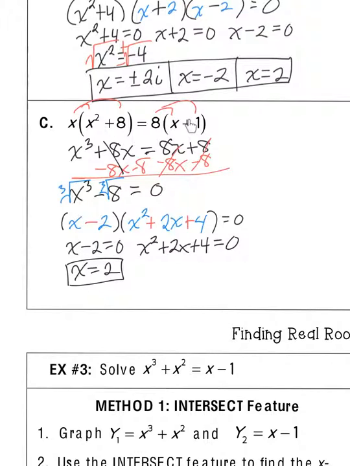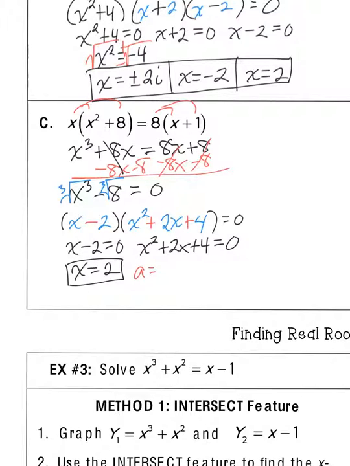Because when I'm distributed, and I look at these terms here, this is my highest degree term, which is 3. So I should have 3 solutions. So this is one of them. I'm going to have to get my other solutions from this one. Since it's not factorable, I'm actually going to have to use the quadratic formula. So that's going to require me to find a, b, and c.